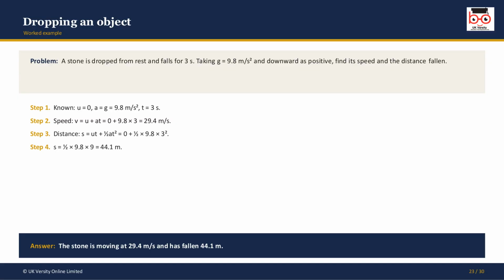Let's drop a stone from rest and let it fall for 3 seconds, taking g as 9.8 and calling downwards positive. Since it starts from rest, u is 0, the acceleration is 9.8, and the time is 3 seconds. For the speed, v equals u plus at, that's 0 plus 9.8 times 3, which is 29.4 meters per second. For the distance, s equals ut plus a half a t squared, so a half times 9.8 times 3 squared, which is a half times 9.8 times 9, giving 44.1 meters.